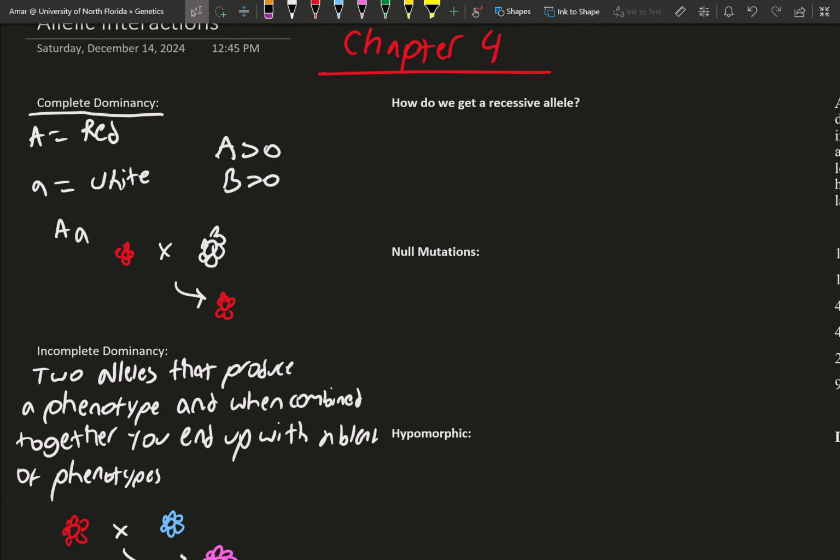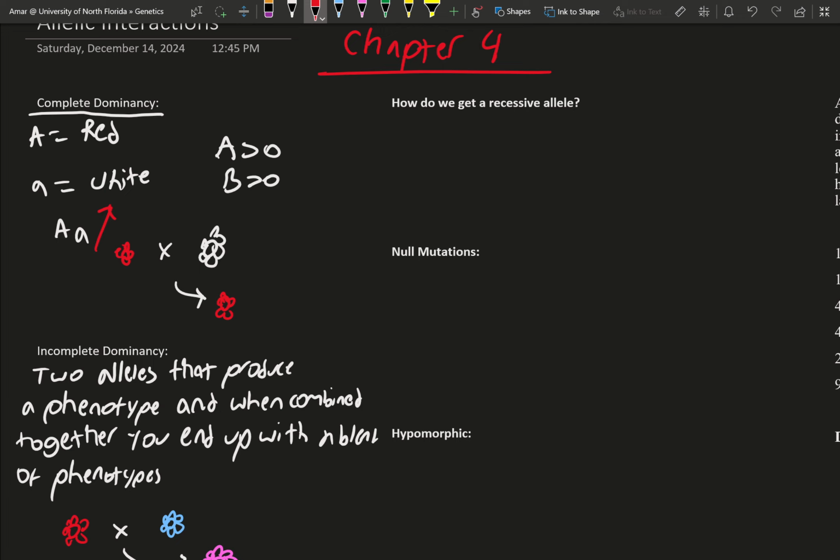Another critical thinking step that you have to think about is, we're getting this recessive mutation right here, or this white individual that has the phenotype that is white, but how is it that they're white?